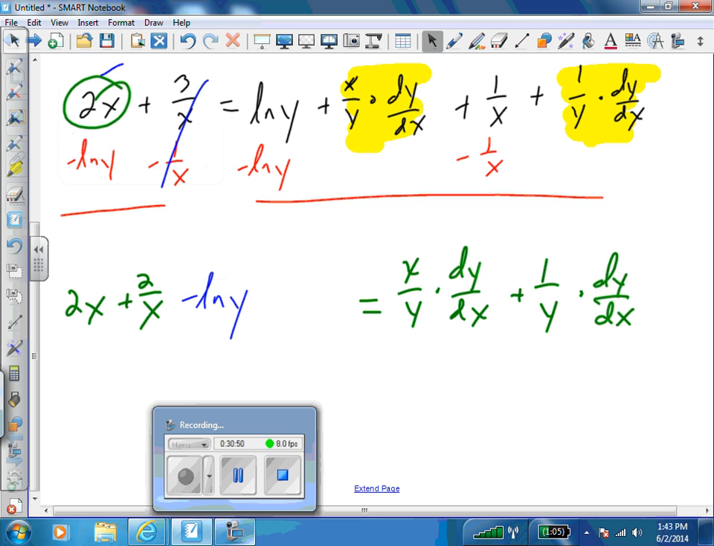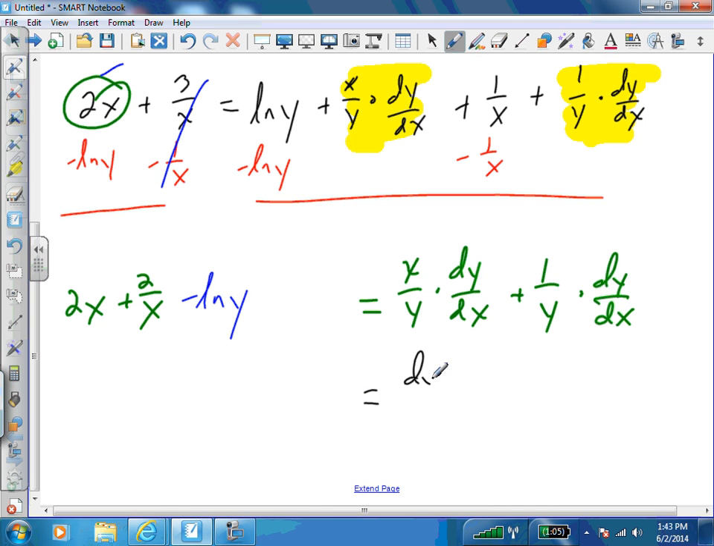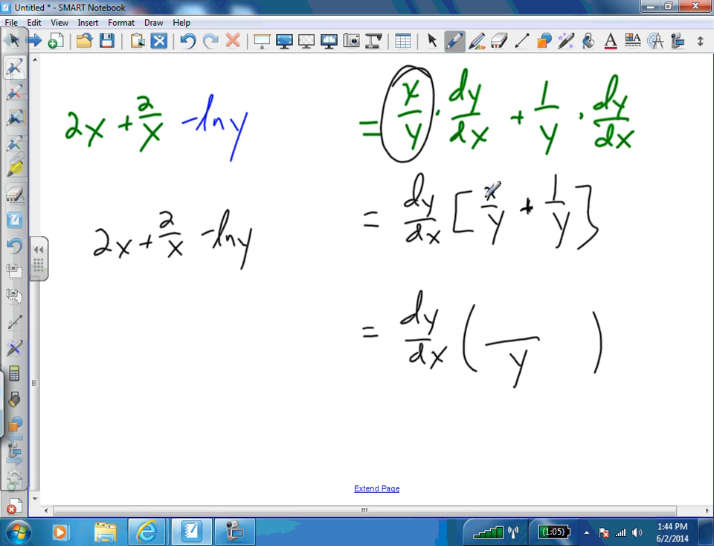Now that we have all of the dy over dx terms by themselves on the right side, what do we do? Factor out the dy over dx. So that leaves us x over y in the first term, 1 over y in the second term. Those have the same denominator, so we could combine those. y on bottom, x plus 1 on top.